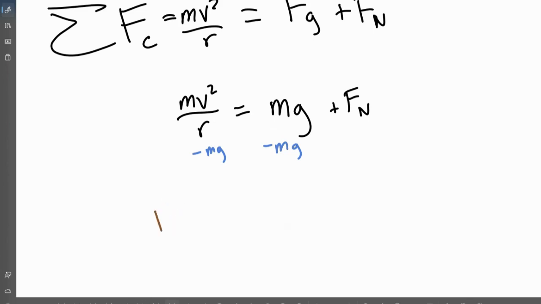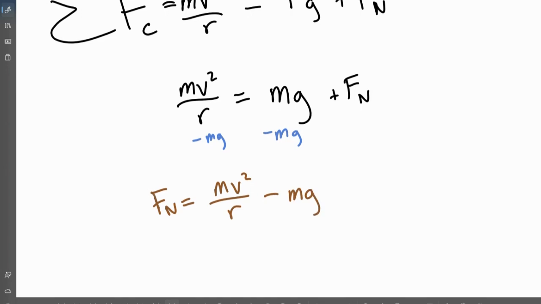Now let's do this in a different color. Normal force is equal to mv squared over r minus mg. And this is at the top again. All right, that's at the top.